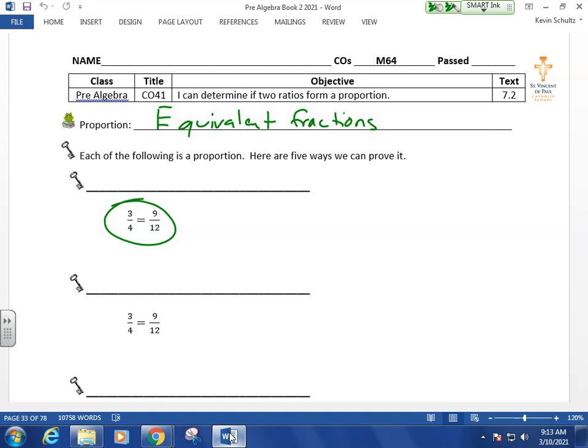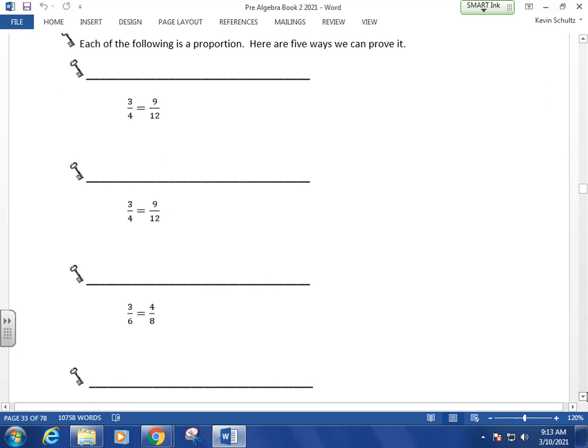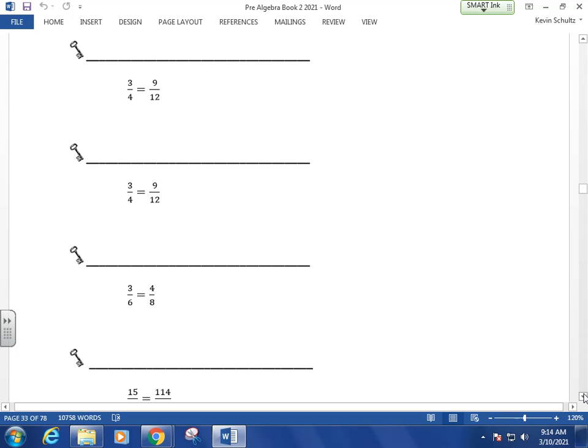Okay? Thank you. So the first way, how we can determine or prove that 3/4 is equal to 9/12. How can you verify for me that 3/4 is equal to 9/12? What would you do to prove it? Aiden? 3 goes to the 9 3 times.